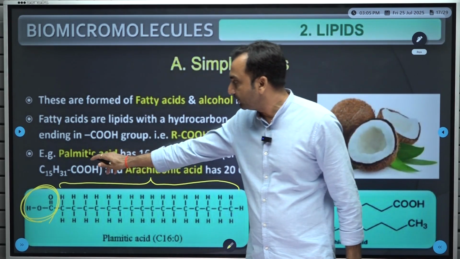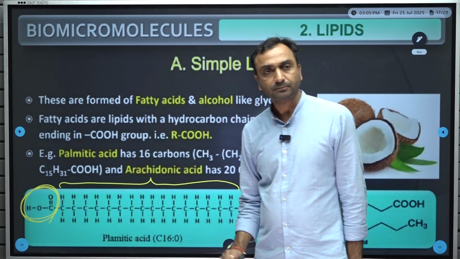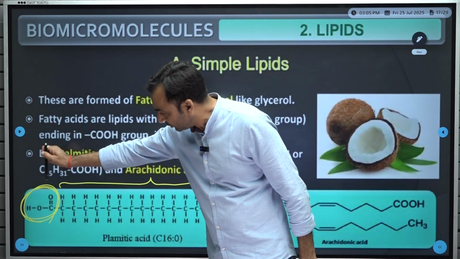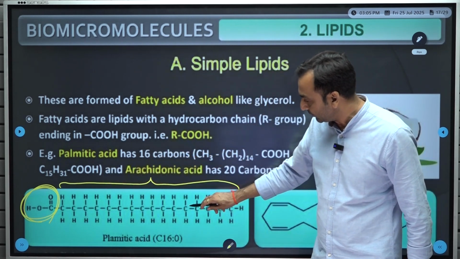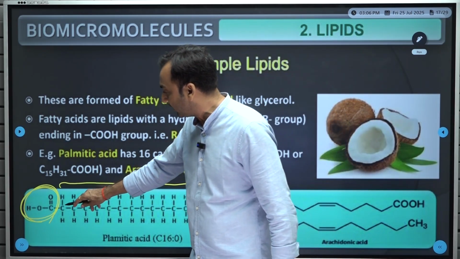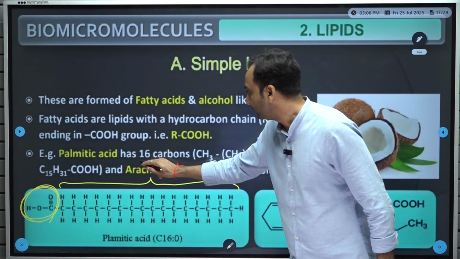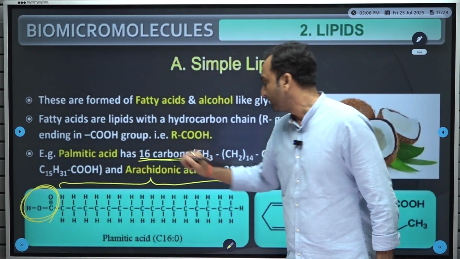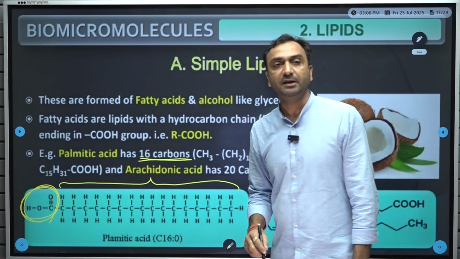Two examples of fatty acids are given here. One fatty acid example is palmitic acid, which is this one. It has one COOH group and a hydrocarbon chain consisting of 1, 2, 3, 4, 5, 6, 7, 8, 9, 10, 11, 12, 13, 14, 15 and 16 carbon molecules. Palmitic acid has 16 carbons.